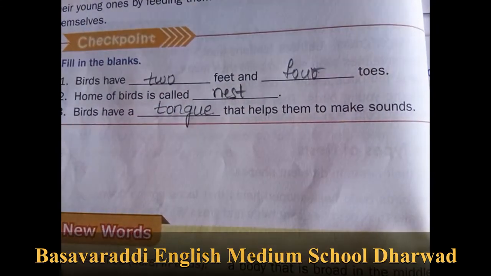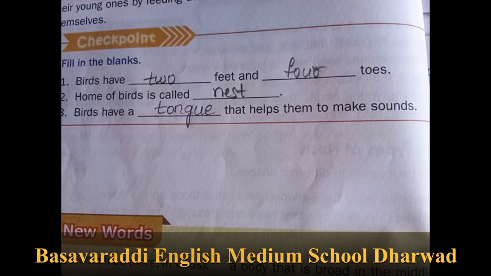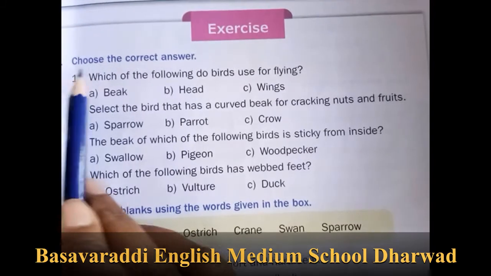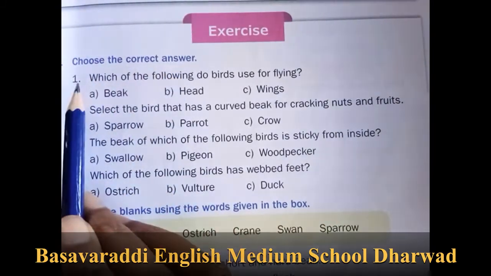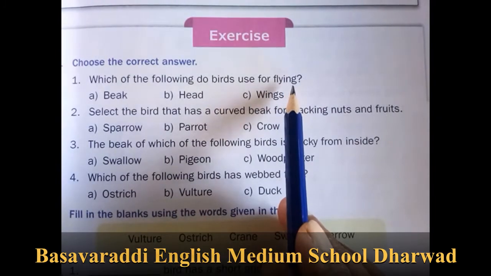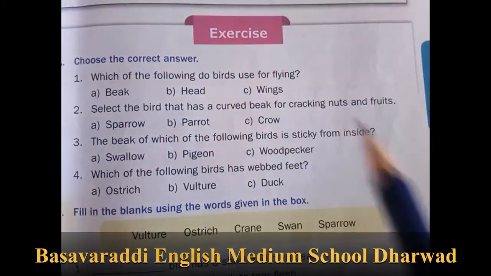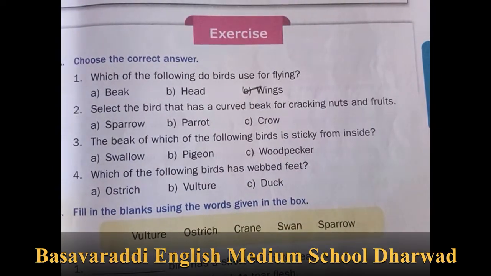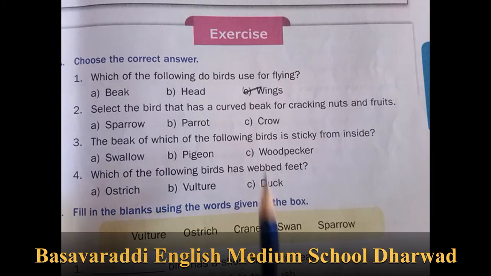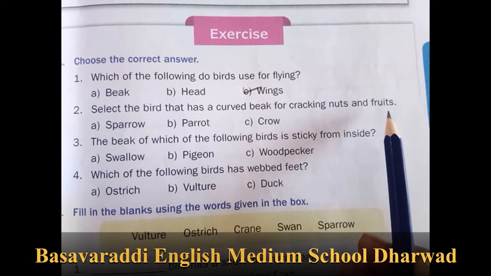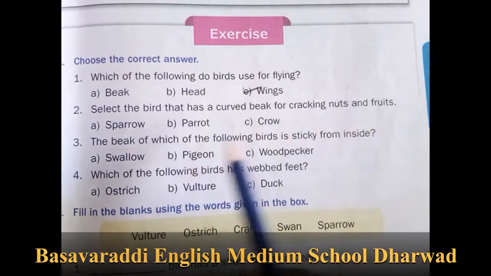Next, we will do the exercise part. Let us start. A. Choose the correct answer. The first one, which of the following do birds use for flying? Wings. Second one, select the bird that has a curved beak for cracking nuts and fruits. Parrot.